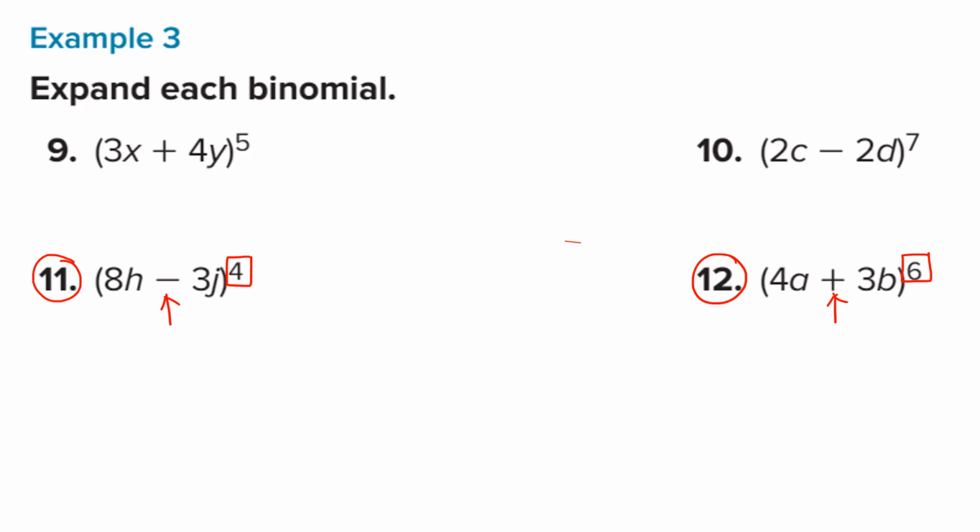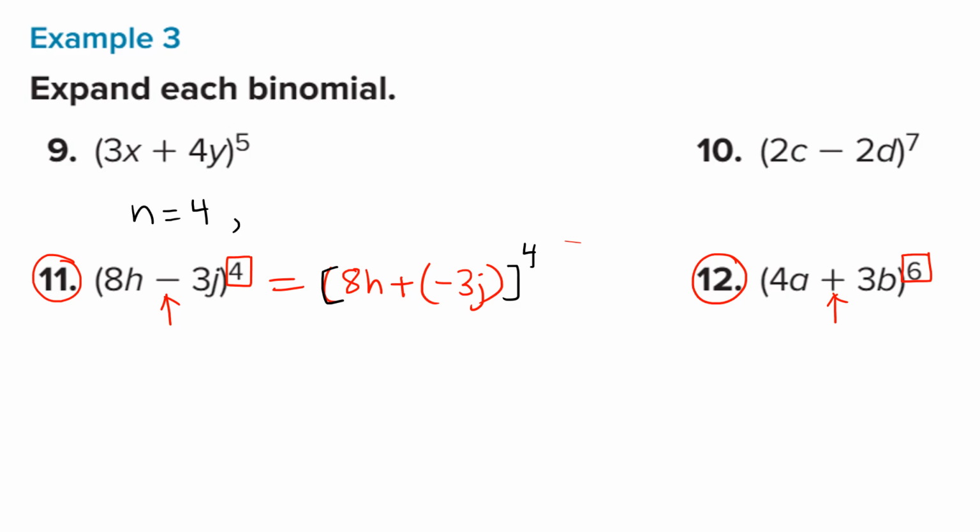So let's start with question 11, and here please notice there is a negative sign with the second term, so we can write it like this: 8h first term, we put the plus, and the second term has a minus sign, so I'm putting it in this one, then I put the brackets and this. So what is the value of n for this question?